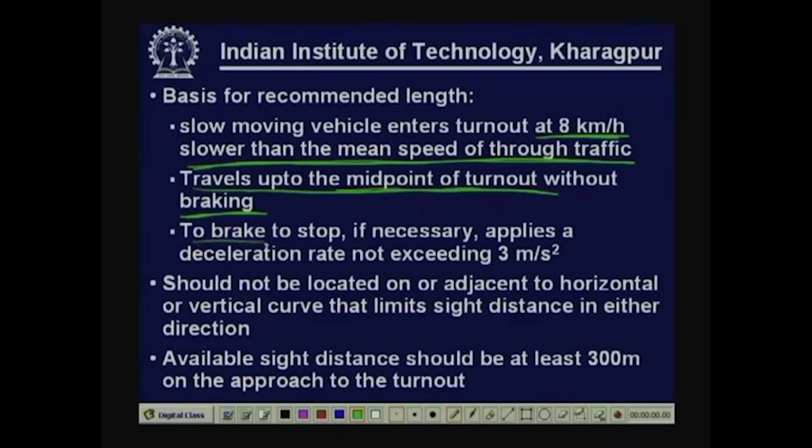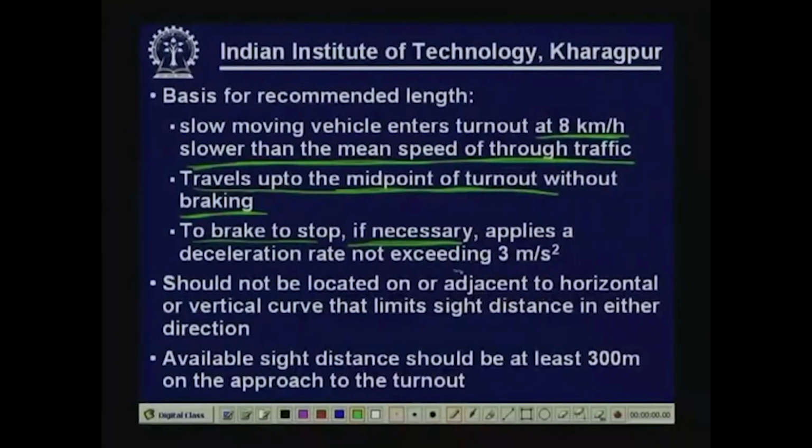Then it brakes to stop, of course, if necessary, because not all the time is brake application necessary. Suppose it is just 1 or 2 vehicles, then there is no need of brake application. The slow moving vehicle can normally come back to the original lane. But if 1 or 2 more vehicles are there and it is necessary to apply brake, at that time the deceleration rate should not exceed 3 meter per second square. On this basis, one can calculate the length.